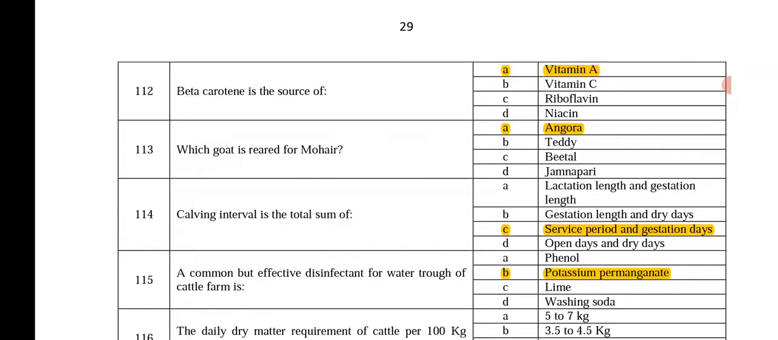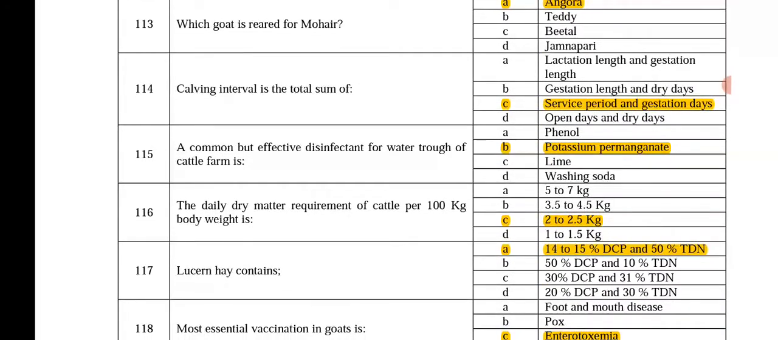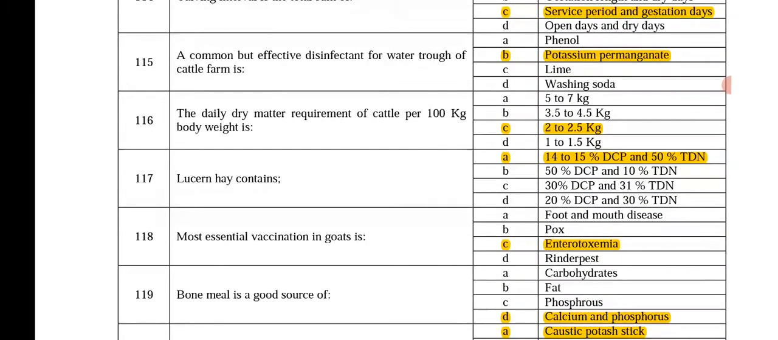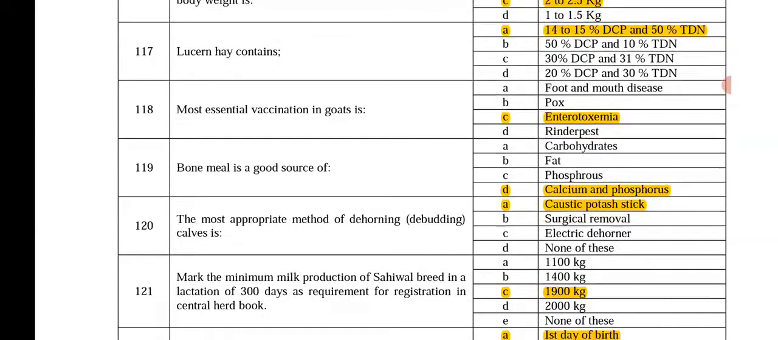Calving interval is the total sum of service period and gestation days. A common but effective disinfectant for water trough of cattle farm is potassium permanganate. The daily dry matter requirement for cow per 100 kg body weight is 2 to 2.5 kg. Lucerne hay contains 14 to 15% DCP and 15% total digestible nutrients. Most essential vaccination in goats is enterotoxemia. Bone meal is good source of calcium and phosphorus.